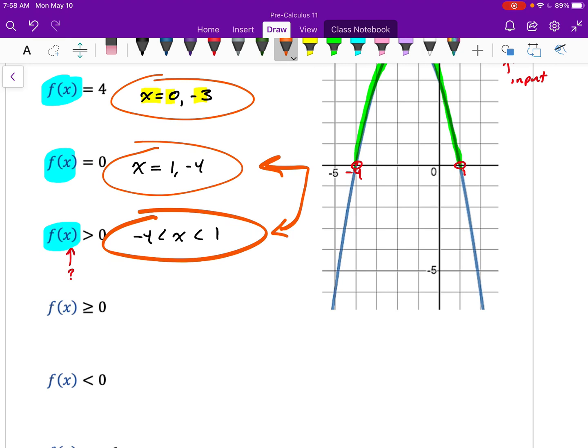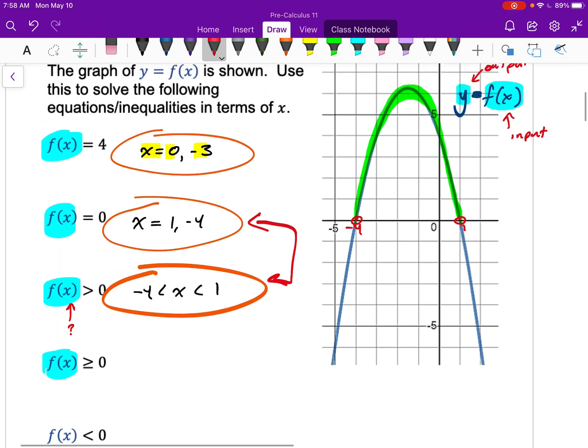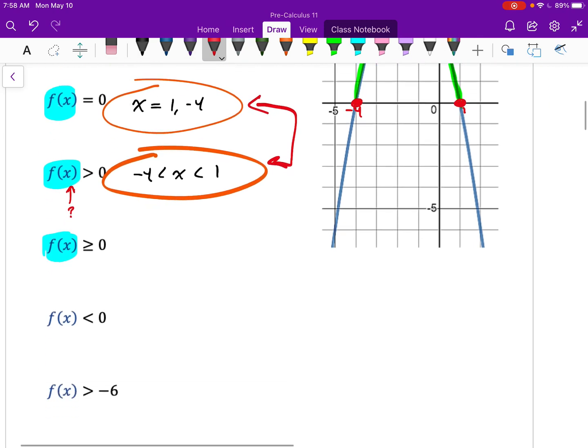Notice how these two are not the same, but they're related to one another. Asking where f(x) equals 0 and asking where f(x) is greater than 0 are definitely related. Now I'm trying to find where f(x) is greater than or equal to 0. Really, this question is these two combined. It's the exact same thing as before, but I want to include negative 4 and 1 because it can be greater than or equal to 0. So my interval is almost the same as before, except it's negative 4 is less than or equal to x, which is less than or equal to 1. Tiny little change.